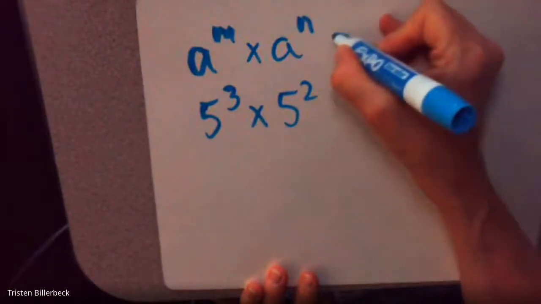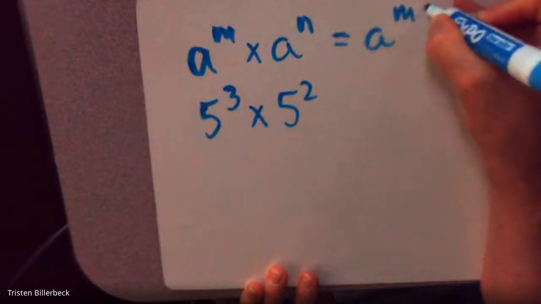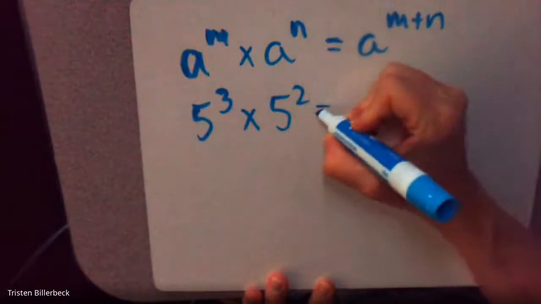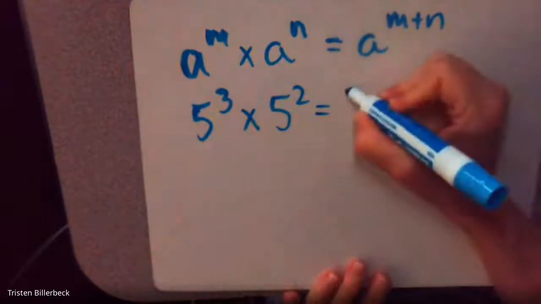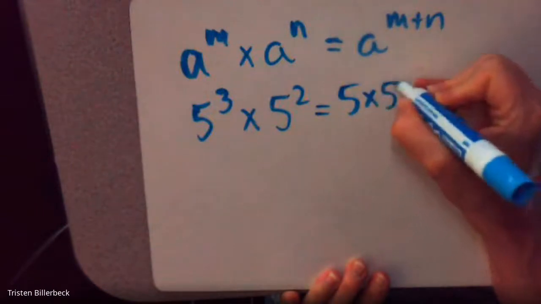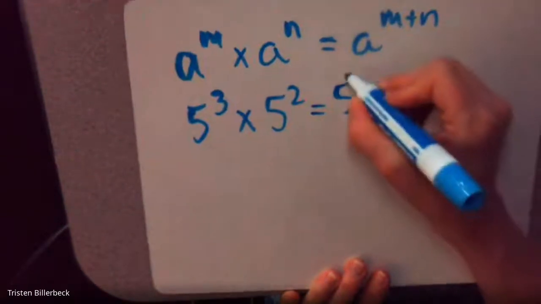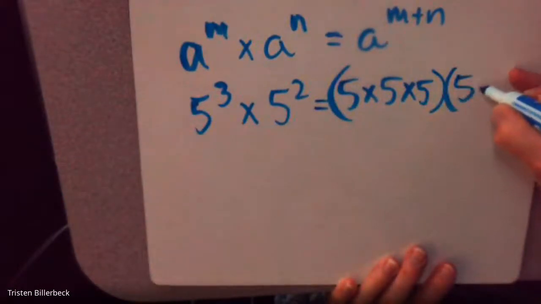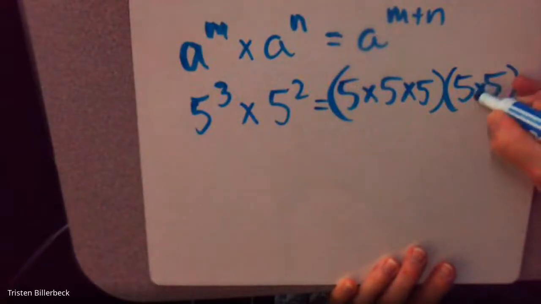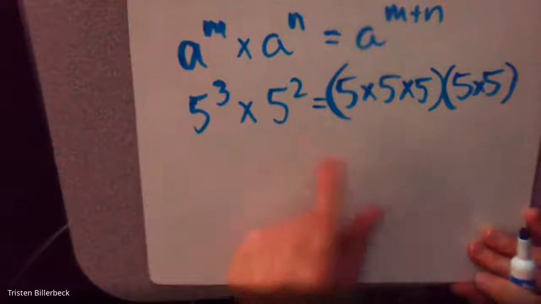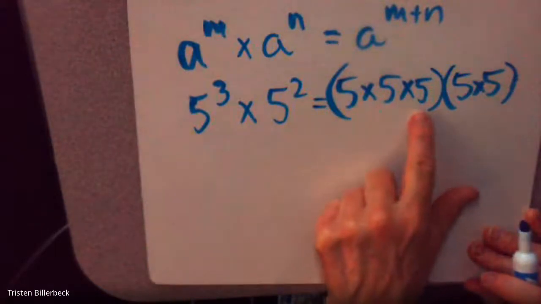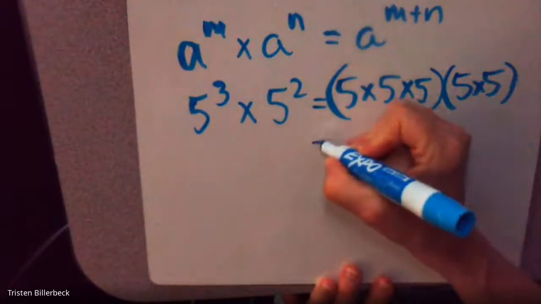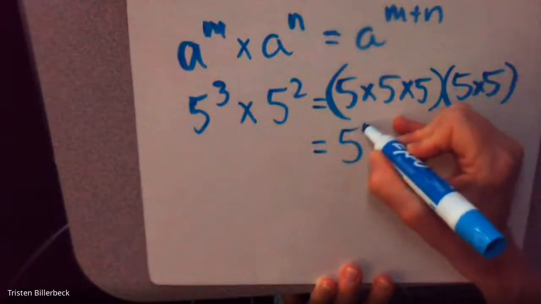Now we talked about, well, this means a to the m plus n. What does that mean? If we expand 5 to the third out, that's 5 times 5 times 5. And this one's 5 squared, so we're talking about 5 times 5. Let's count how many 5s we have now: 1, 2, 3, 4, 5. There's five 5s. So we just found out that this equals 5 to the 5.